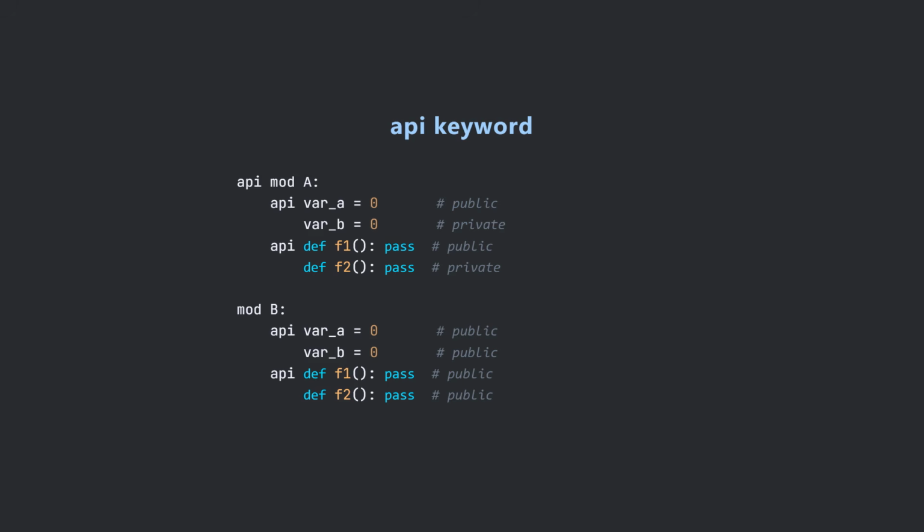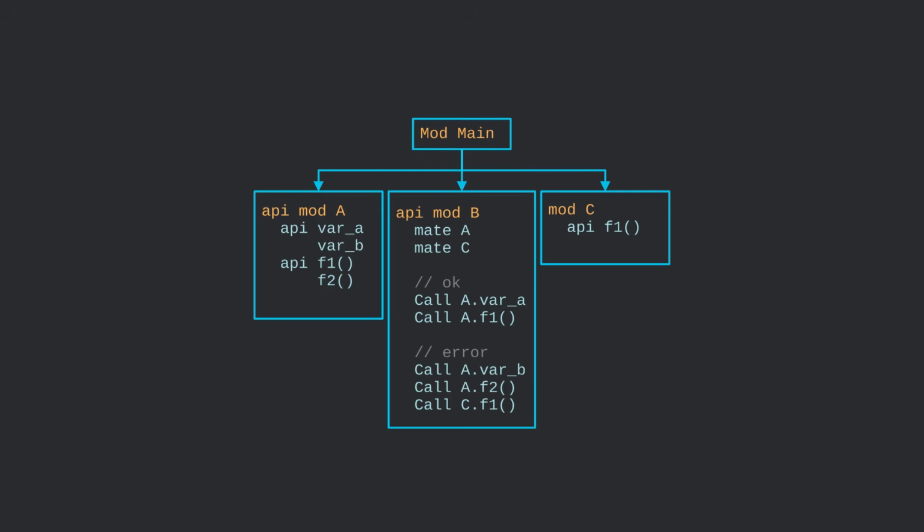Furthermore, when an API mod accesses external resources, it can only call members of another API mod, not members of a regular mod. This logic is quite different from public and private. Does this seem difficult to understand? Actually, it's very easy to grasp. This logic is similar to the encapsulation logic of industrial products.